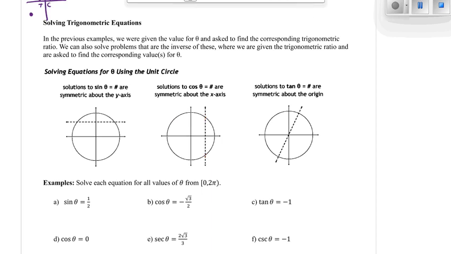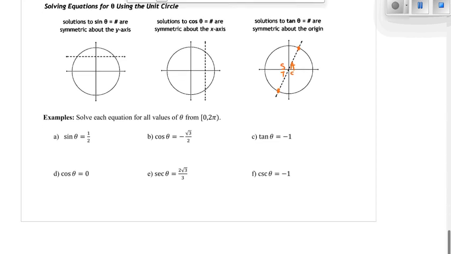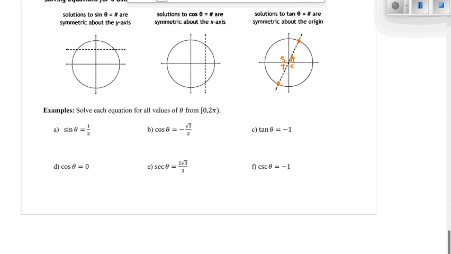And tangent solutions are symmetric about the origin. So that means that this answer and this answer are going to be the same because they're tangent. Again, remember, all students take calculus, so tangent is positive in the first quadrant and also the third quadrant. So it says, solve each equation for all values of theta from 0 to 2 pi, and not including 2 pi in this case.